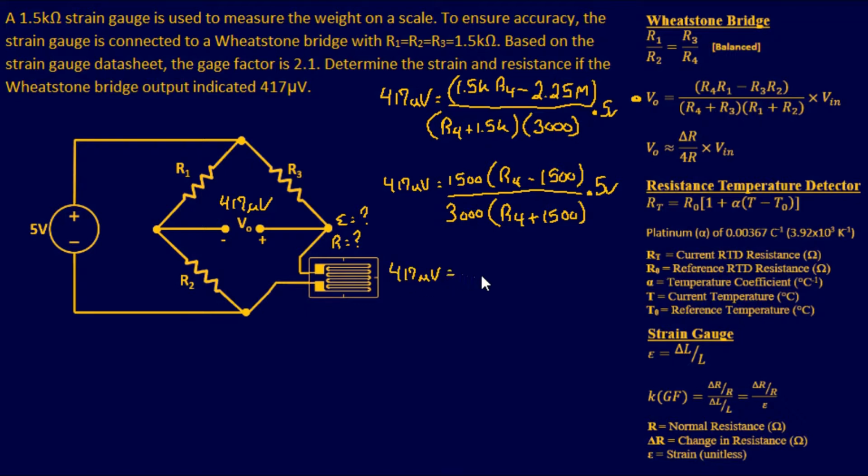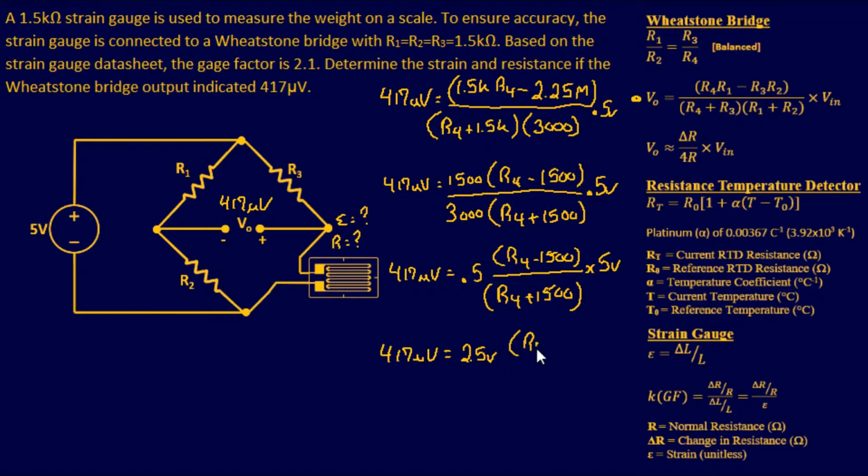So you're going to have 417 microvolts equals 0.5. And I'm going to just write these same ones again. So bear with me, and please excuse the handwriting, and then times 5 volts. So what I can do is multiply 0.5 times 5 volts, and that's going to give us 2.5 volts. So I can go ahead and say 417 microvolts again equals 2.5 volts, and then write our same equation again. Very tedious, but I just want to go through the steps, that way you can follow along without missing anything.